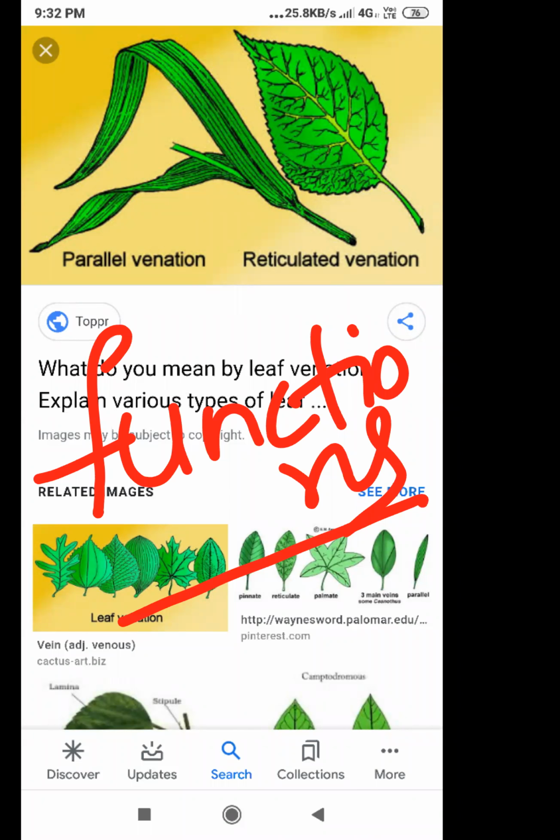It has secondary functions too: some leaves store food materials, and some leaves protect the plant. So all these are the functions of the leaf. Next, coming to venation. Venation means the arrangement of veins.